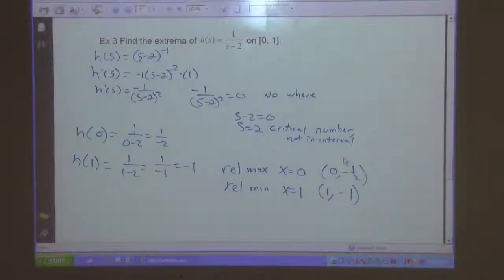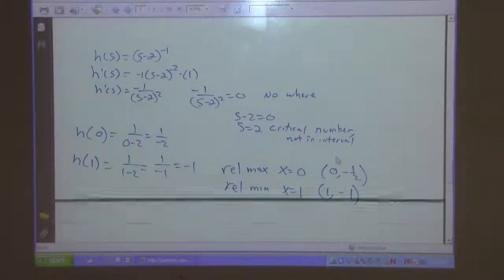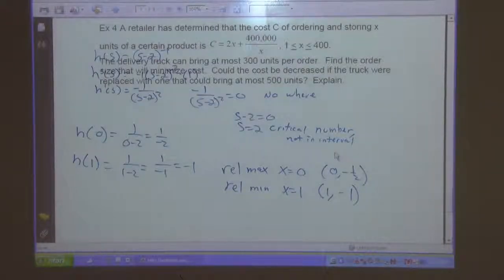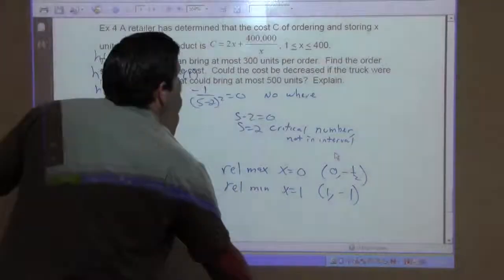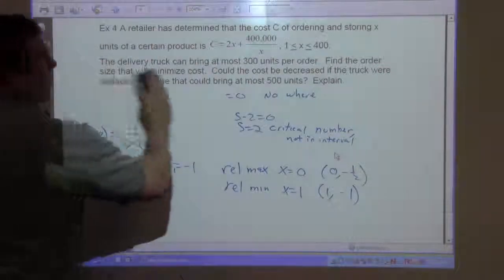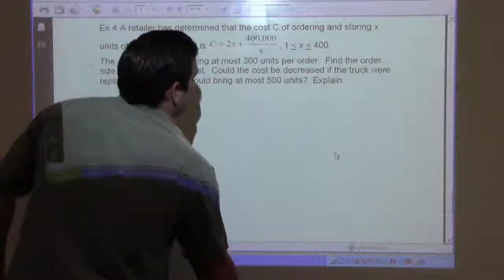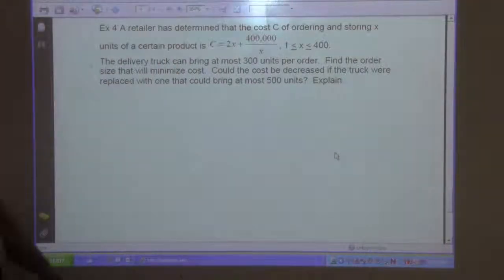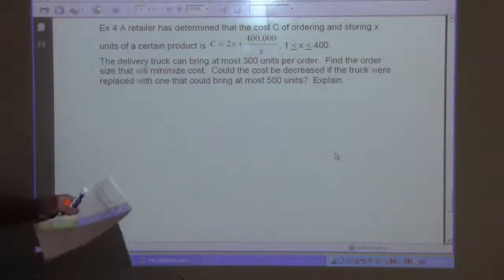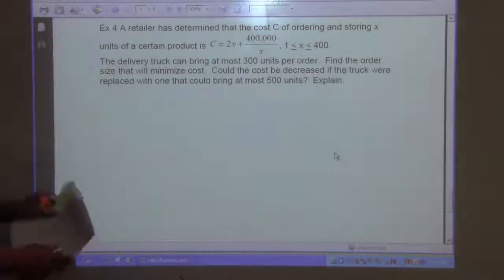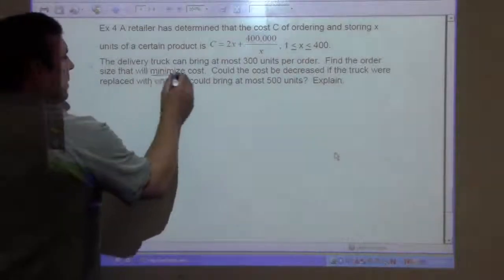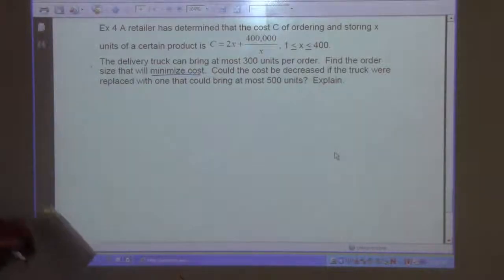Okay, going to go on to the last page. Example 4. The retailer has determined that the cost C of ordering and storing x units of a certain product is C equals 2x plus 400,000 over x, where x is between 1 and 400. The delivery truck can bring at most 300 units per order. Find the order size that will minimize our cost. Could the cost be decreased if the truck were replaced with one that could bring at most 500 units?